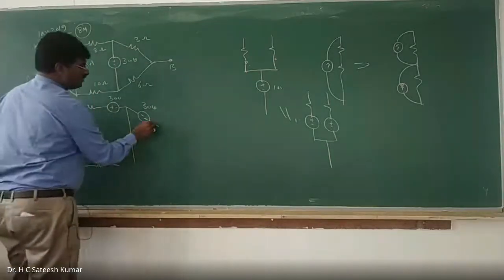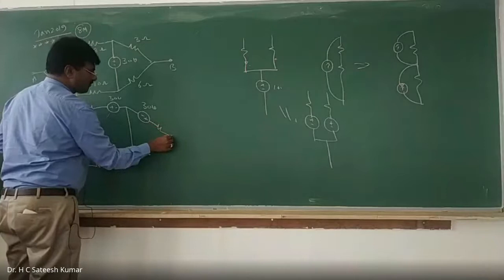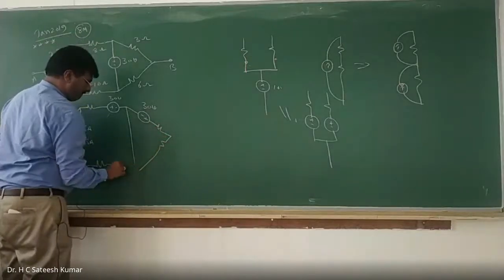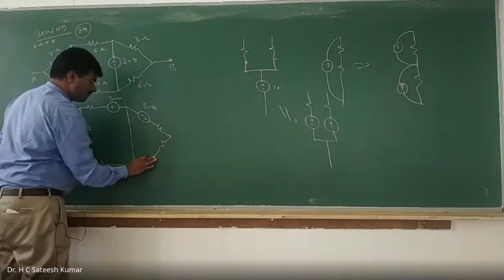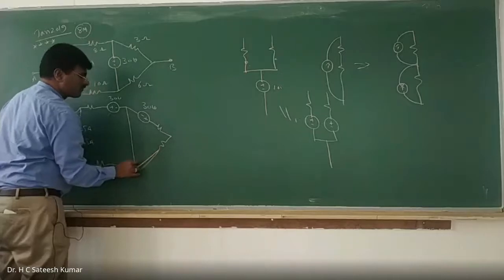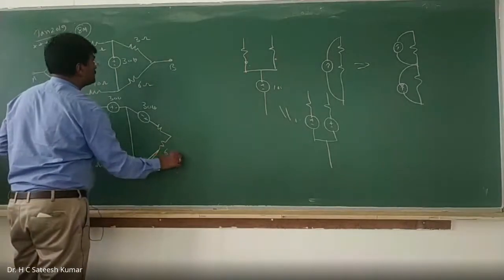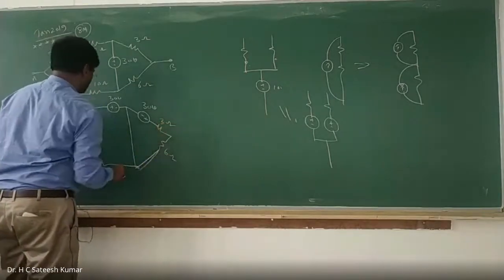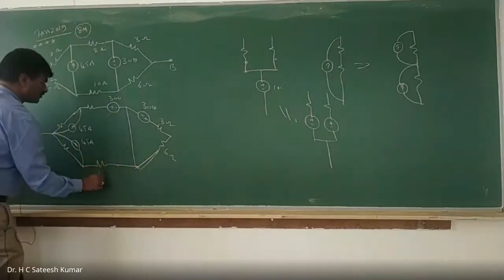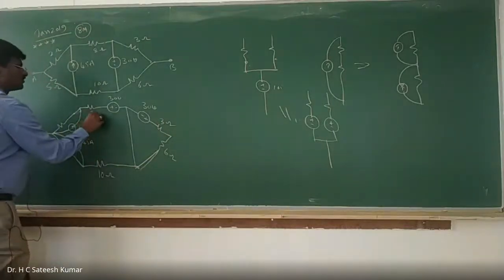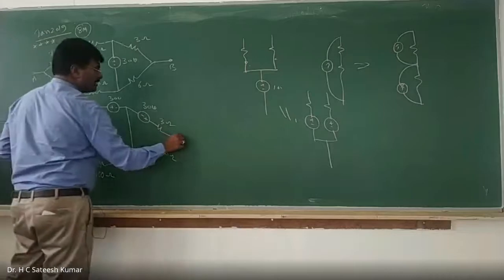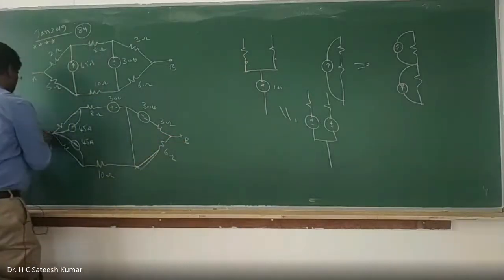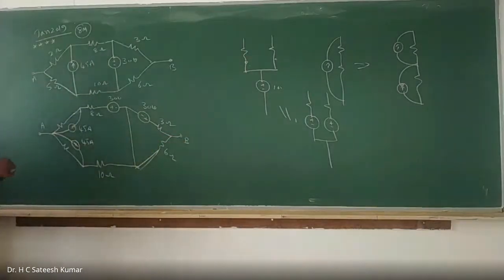Right? So now, 6 ohms, 3 ohms, and 10 ohms, 8 ohms. This way we should do it. This is B. This is A. That's how we should do it.